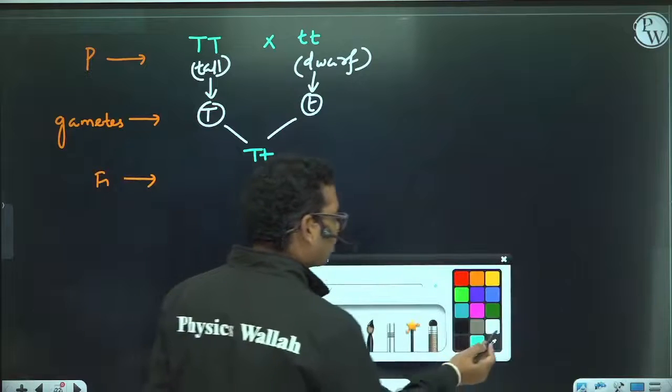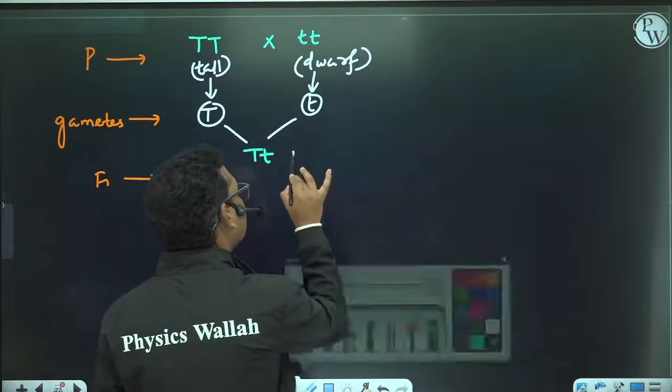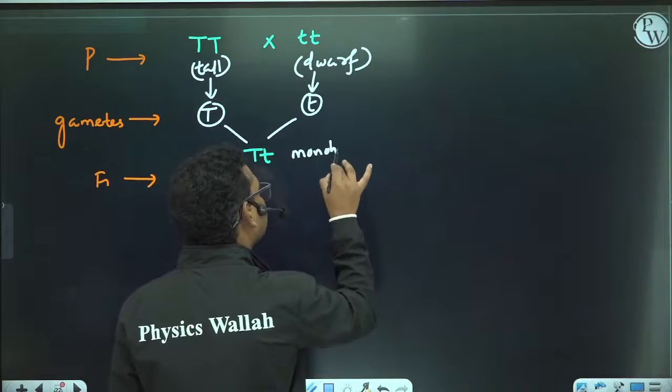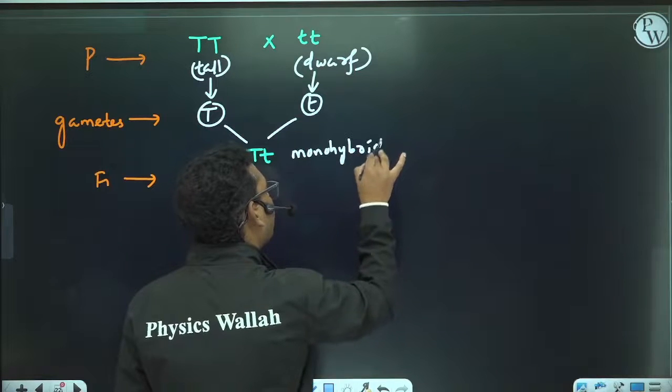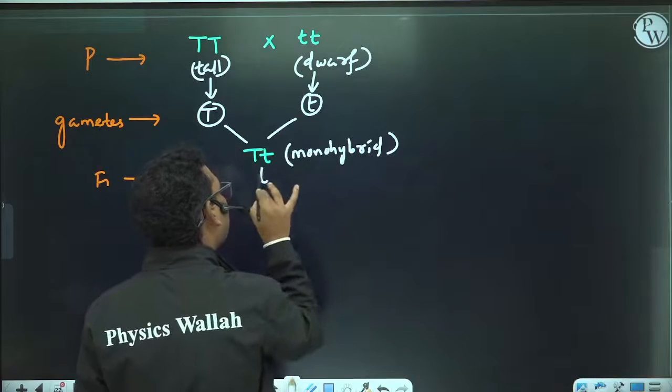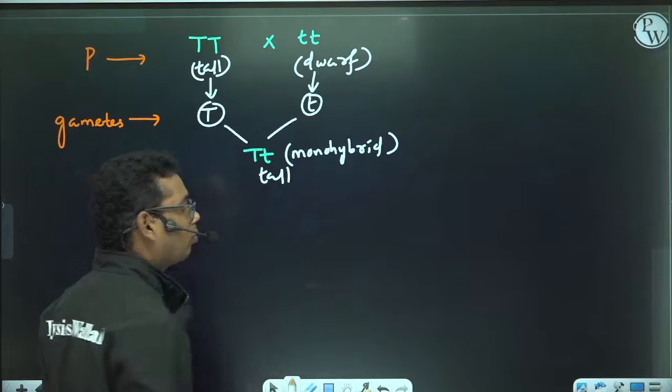So how many heterozygous conditions are present? One. So I will call this the monohybrid condition. This is called the monohybrid condition, and the phenotype will be tall.